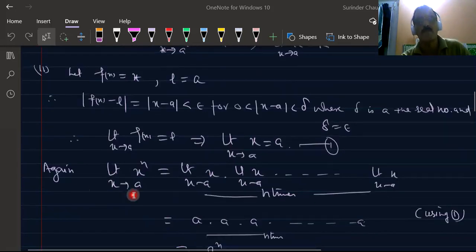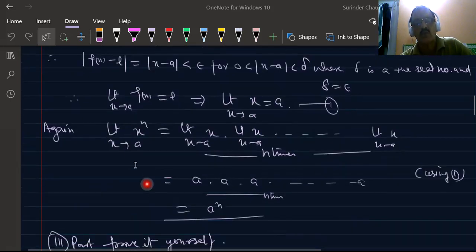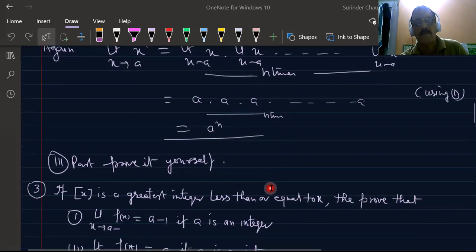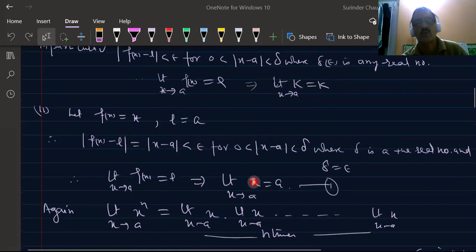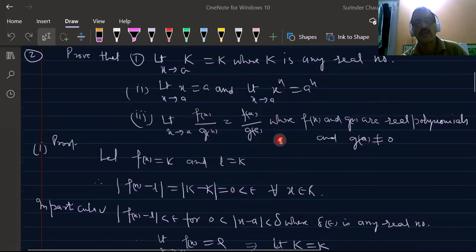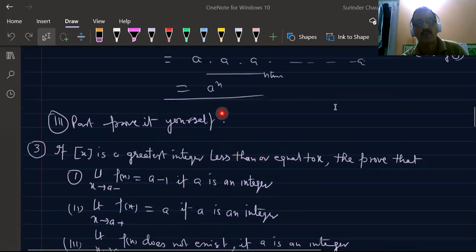Now similarly, as we did in the case of a constant function, consider the case of f(x) equal to x^n. So the limit as x approaches a of x^n is x into x into x, n times. The limit of a product is the product of the limits, repeated n times. So this is equal to a, this equal to a, substitute the value. So the limit as x approaches a of x^n is equal to a^n. The second part, the limit of the quotient, you can prove by substituting the value directly. You can prove the result.